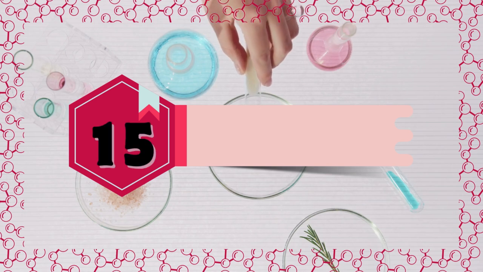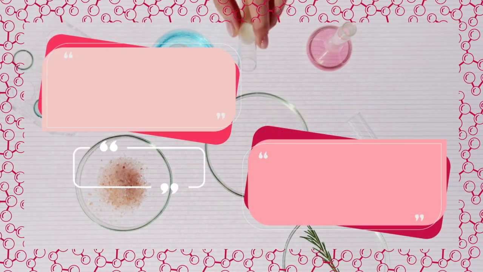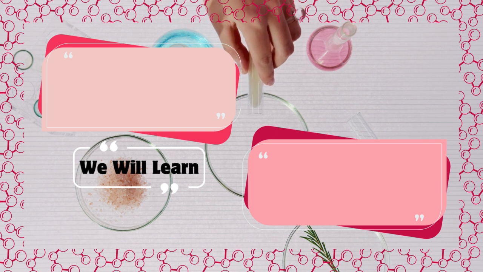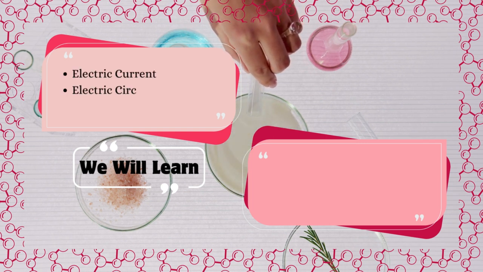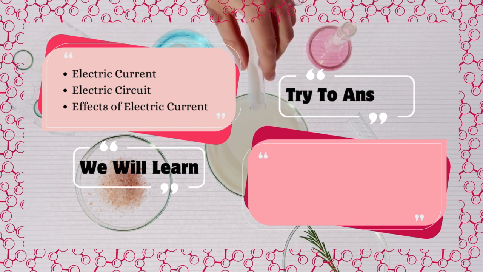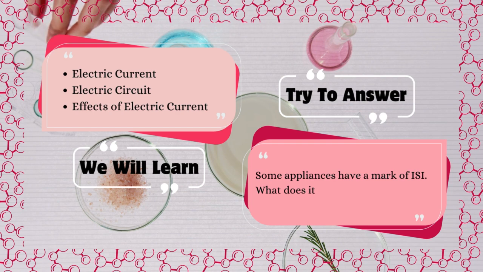Chapter 15: Electric Current and its Effects. We will learn electric current, electric circuit, effects of electric current. Try to answer. Some appliances have a mark of ISI. What does it signify?